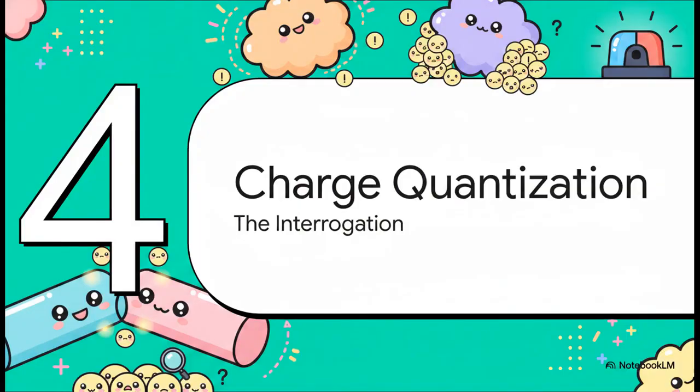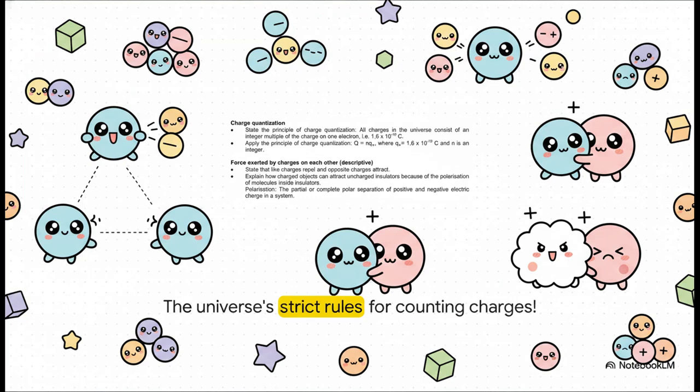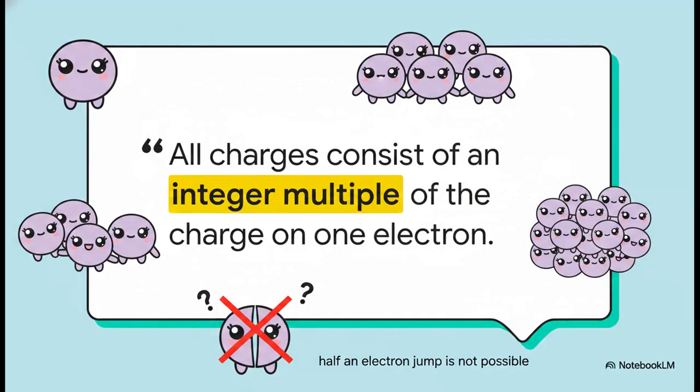Okay, Section 4, Charge Quantization Rules, the interrogation. So according to the exam guidelines, charges don't just ooze around in random continuous blobs. Nope. The universe has incredibly strict, non-negotiable rules for counting them. They move in highly specific, quantized packets. Here is your next big definition to enthusiastically memorize. The principle of charge quantization. All charges in the universe consist of an integer multiple of the charge on one electron.